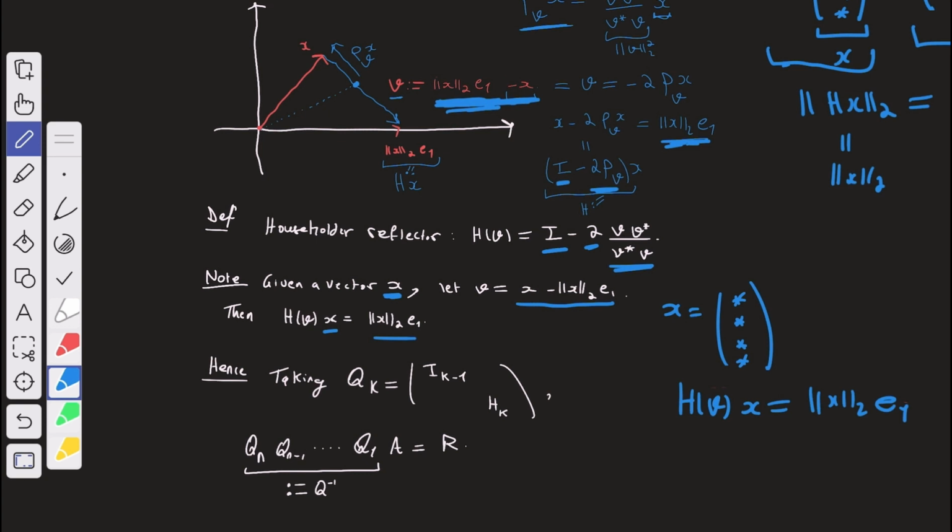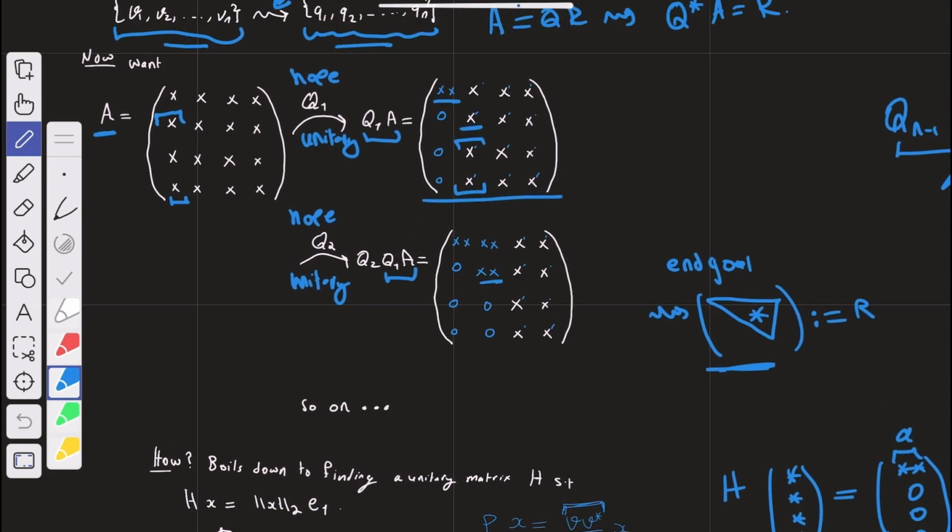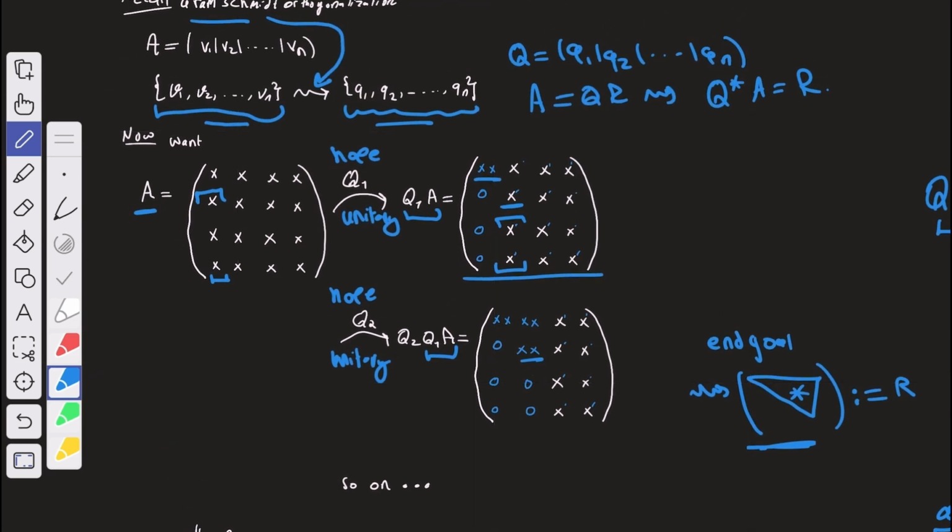So now that I've told you how to zero out the entries below a vector, let's go back to the goal. Now you know the matrix that you want to multiply this matrix by to zero out the entries below this vector, to zero out these entries. However, there is one little thing that we need to account for. When we multiply this by q1, that is okay, that is perfect. We can take this to be H of some v. And that is perfect. However, we want to account for something over here.